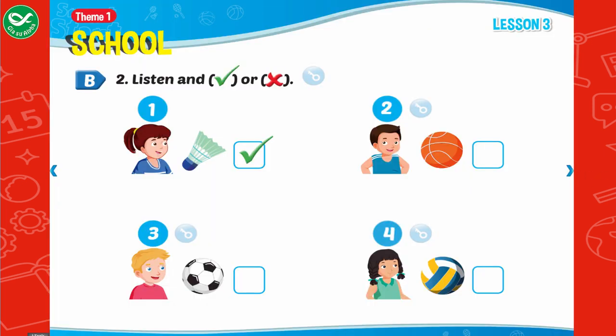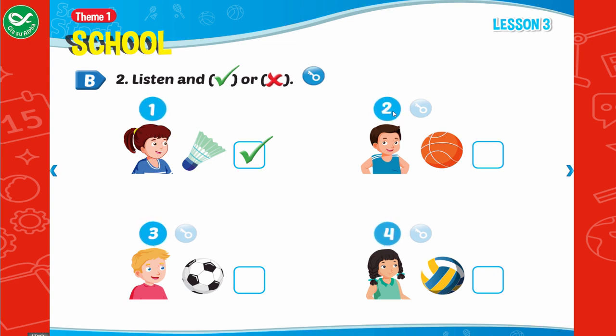B. 2. Listen and put a tick or a cross in the box. Look at the pictures. Listen. There is one example. 1. Do you want to play badminton, Lucy? Yes, sure. Can you see the tick? This is an example. Now listen and put a tick or a cross in the box.